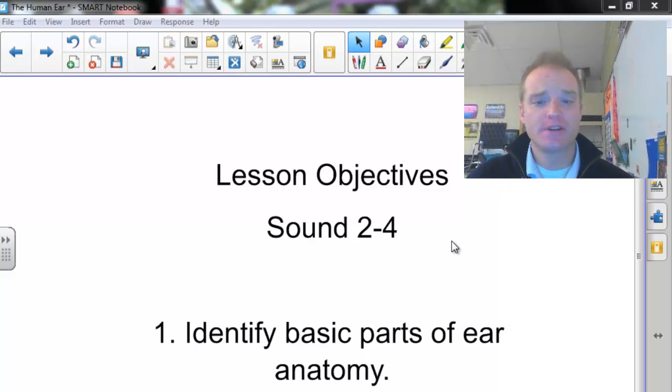This is going to be parts and anatomy of the human ear. So our lesson objectives for today, guys, are to be able to identify basic parts of our ear anatomy. So what's going on inside our ear that allows us to hear sound. And we've been talking about sound in class, so now it's about how do we hear sound.